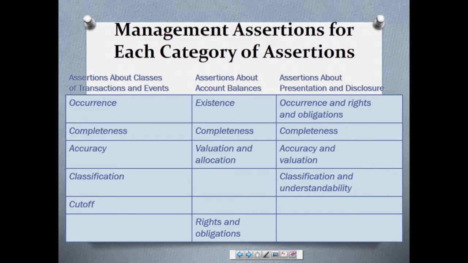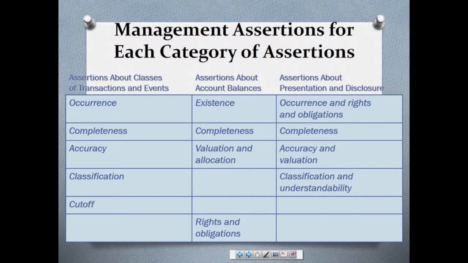Yeah. So cutoff is that it's recorded in the correct time period. So the auditors will be performing procedures to make sure that the revenue that's reported has been earned on or before 12/31, and 12/31 is the year end that you're reporting.